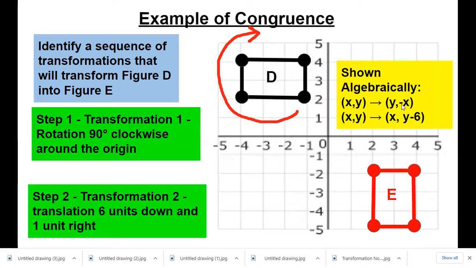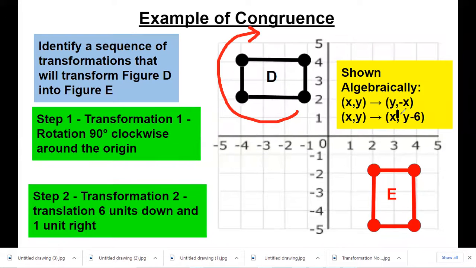Algebraically, it went a rotation of clockwise 90 degrees. X is going to become negative, and they switched places. And then the second one, x is going to, well, this one is wrong. That should say x plus 1. Hold on a sec here. See, we all make mistakes. 1 unit to the right. Oh, wait, it's going to the right. Yep, it's increasing. x plus 1, y minus 6, because it went down. So that's the second algebraic transformation.